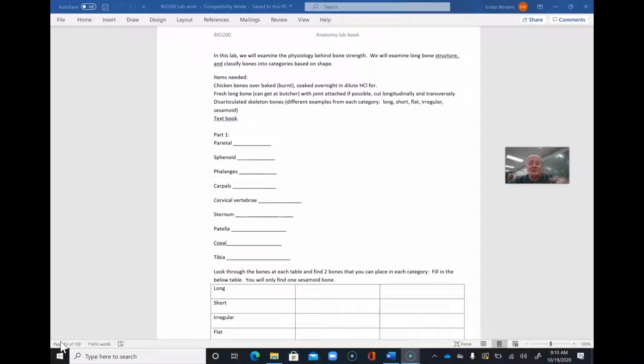In this first section, what you're supposed to do is go through and read in your book about the different categories of bones. So we have long bones, short bones, flat bones, and irregular bones. And then we also have these special bones called sesamoid bones, which I talked about in last week's lab. I'm going to show you an example of each type of bone.